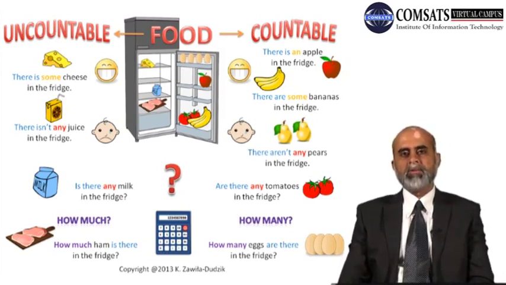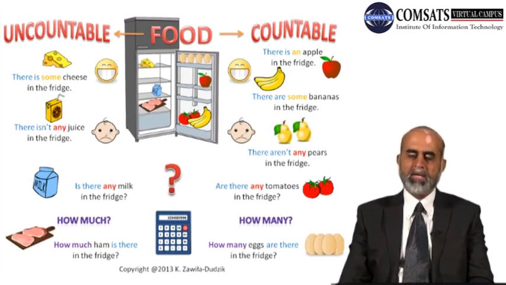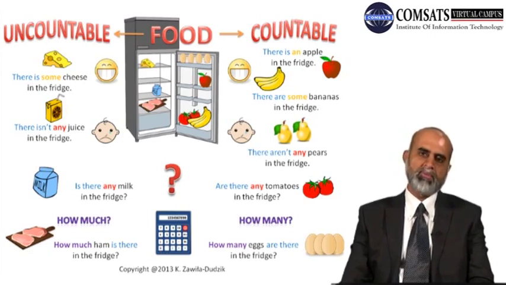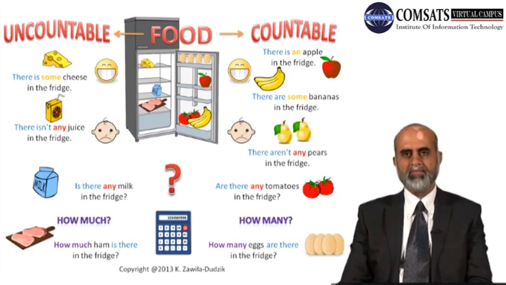So the rule is that we use a or an before singular countable nouns, and we use some before countable nouns when they are plural, or before uncountable nouns. So we can say some cheese, some bananas, some apples, some milk. So some can be used either before uncountable nouns or before countable nouns when they are plural.